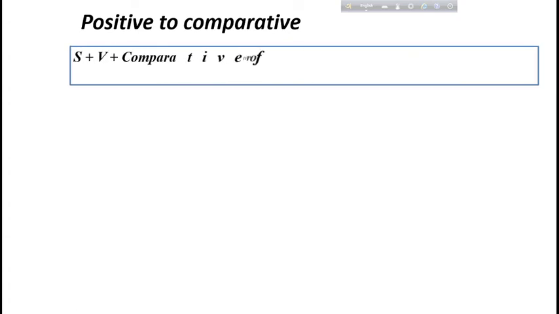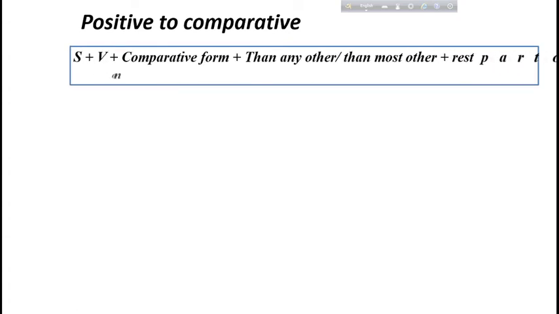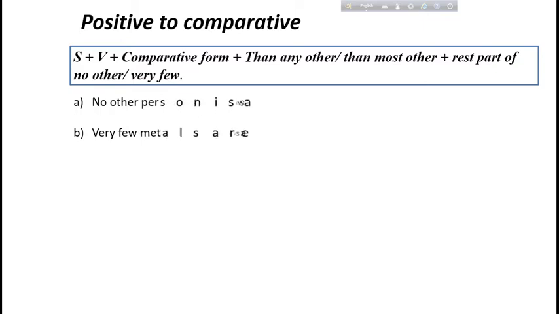Now we're going to discuss positive to comparative. How can we change positive to comparative? Subject plus verb, comparative form, then any other, or most other, plus the rest part. For no other or very few: No other person is as weak as Shamim. Very few metals are as valuable as gold.